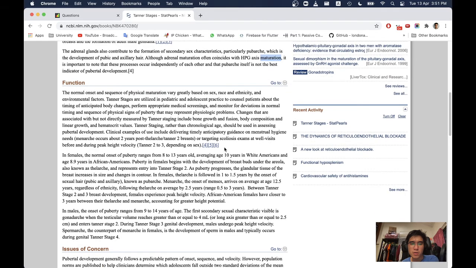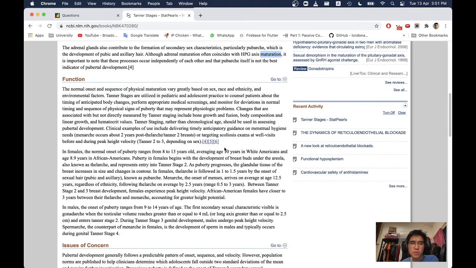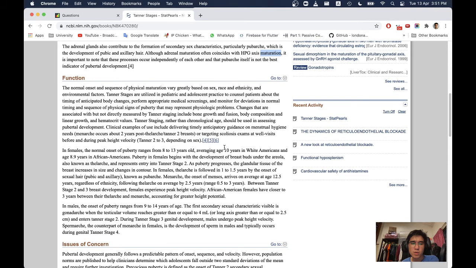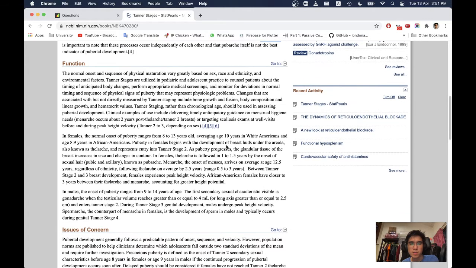Tanner staging rather than chronological age should be used in assessing pubertal development. Clinical examples of use include delivering timely anticipatory guidance on menstrual hygiene needs, with menarche about 2 years post-thelarche or Tanner 2 breasts, or targeting scoliosis exams and well visits before and during peak height velocity, Tanner 2 to 3 depending on sex.